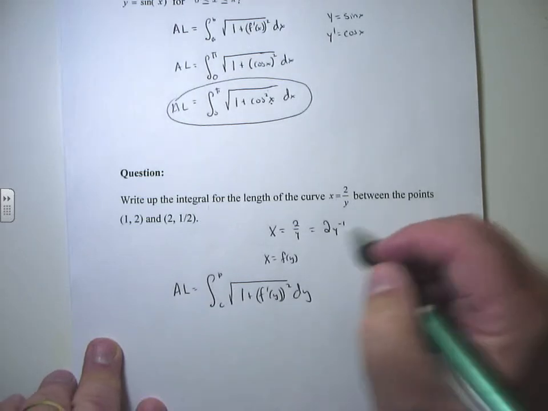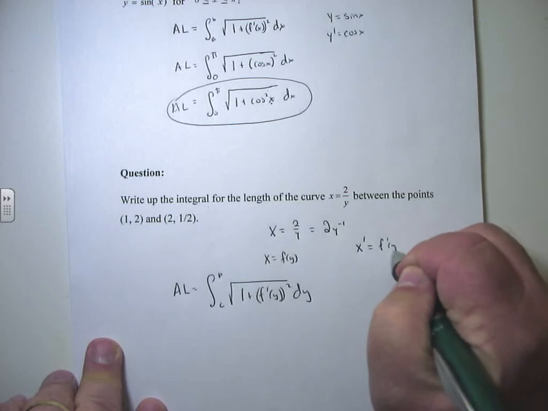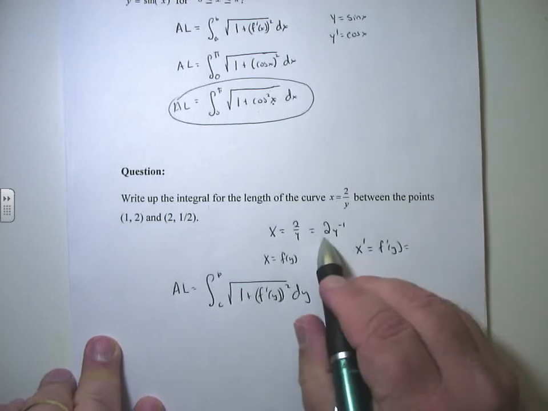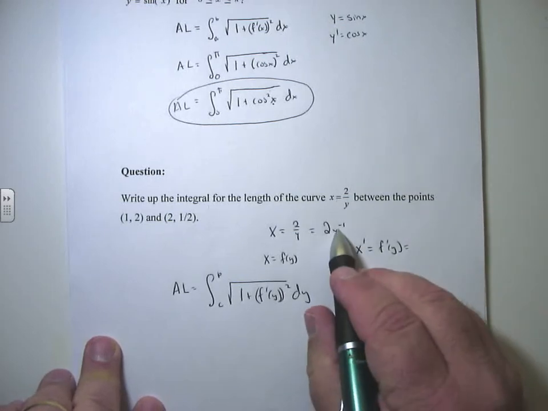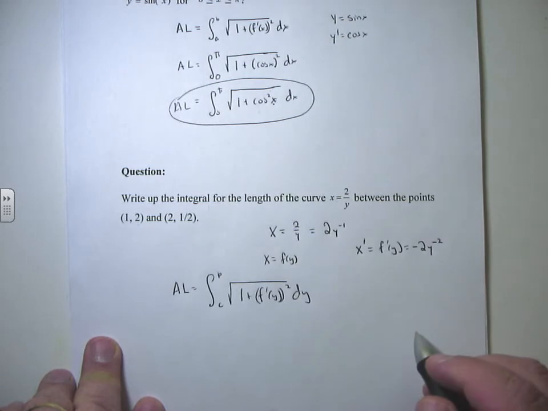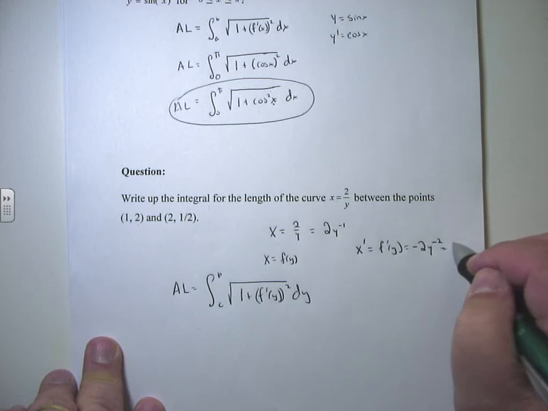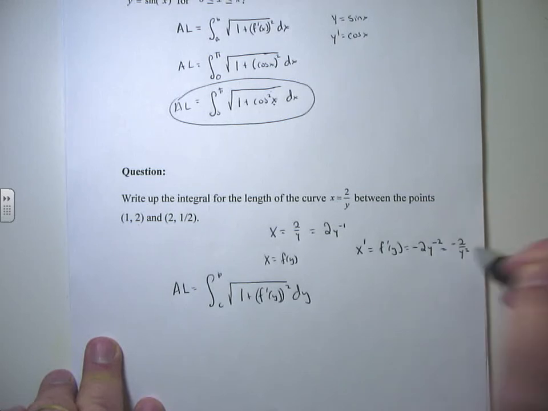But now I need to take the derivative of x, which will be f prime of y there, which will be, what's the derivative of 2y to the negative 1? Negative 2y to the negative 2. Straight up, take the derivative of it, and I would clean it up, so this would be negative 2 over y squared.